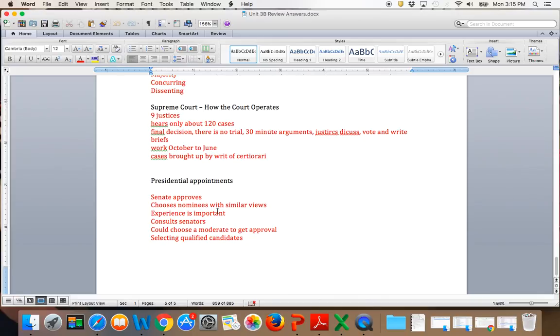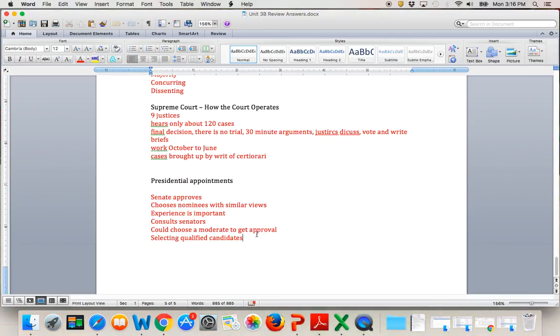And then presidential appointments. The Senate approves. They usually choose nominees with similar views as the president. Experience is always important. They will consult senators from that state to see if they have approval. Sometimes they could choose a moderate to get their approval so that they know it will be passed by Congress. And they're always looking to select qualified candidates. That is Unit 3B.